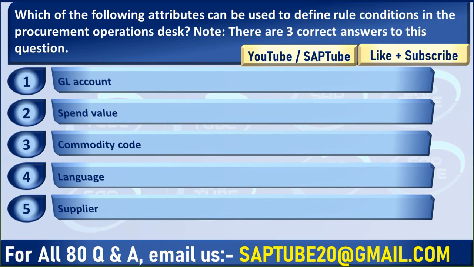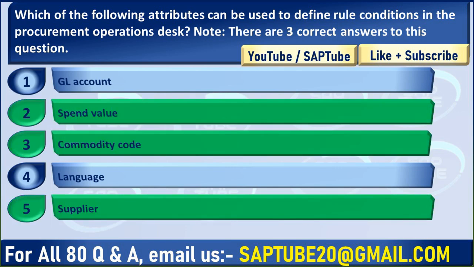Next question is: which of the following attributes can be used to define rule conditions in the procurement operations desk? Note, there are 3 correct answers to this question. Options are GL account, spend value, commodity code, language, supplier. Correct answers are spend value, commodity code, supplier.